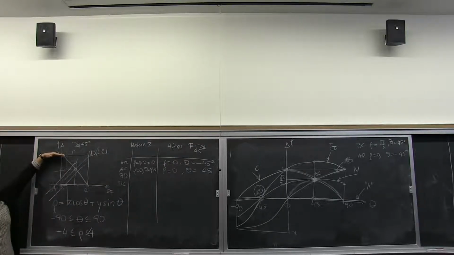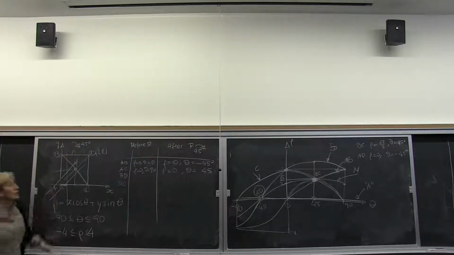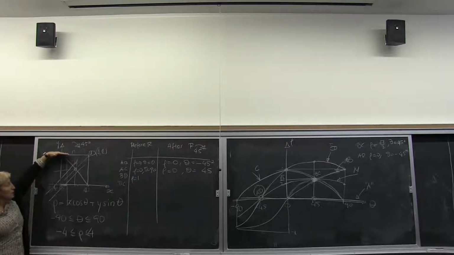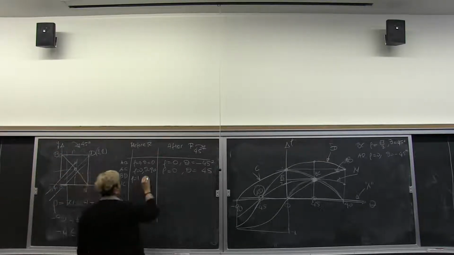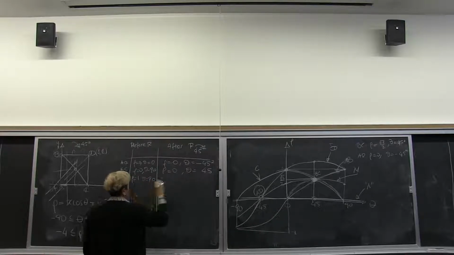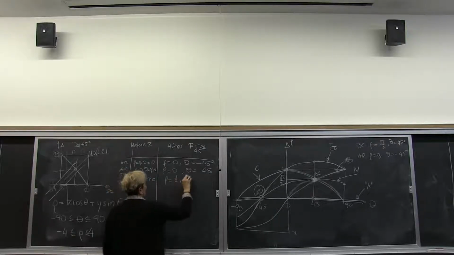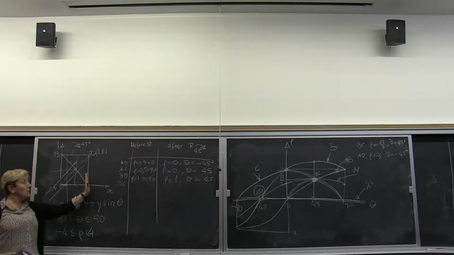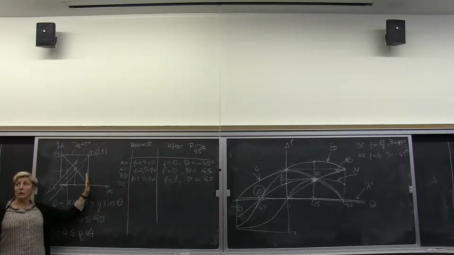BD, what's rho? 1. And what is theta? Now it is 90. So I go 1, and the last one is DC. It has rho equal to 1 again, and the angle in this case is 0.